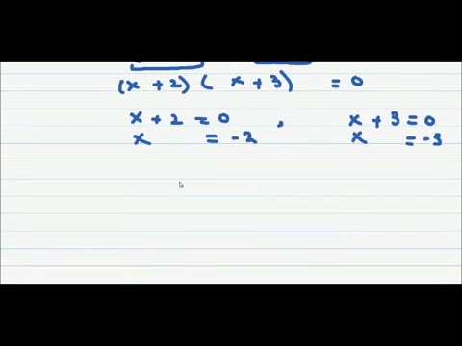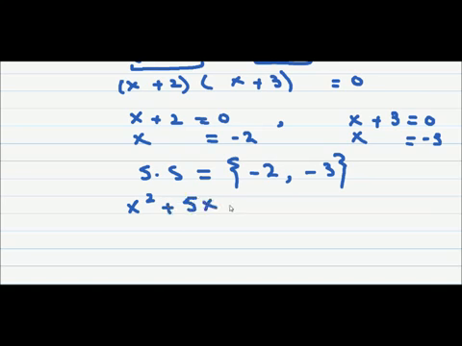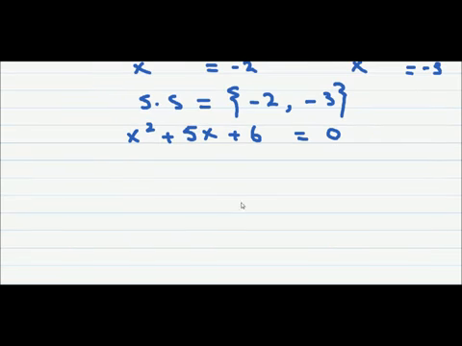Here we get two values of x, that is minus 2 and minus 3. Writing it as a solution set, S is equal to minus 2 and minus 3. The equation that we had was x square plus 5x plus 6 is equal to 0. The roots that we found are minus 2 and minus 3. If any one of these two roots is substituted back in the original equation, it will satisfy the equation.